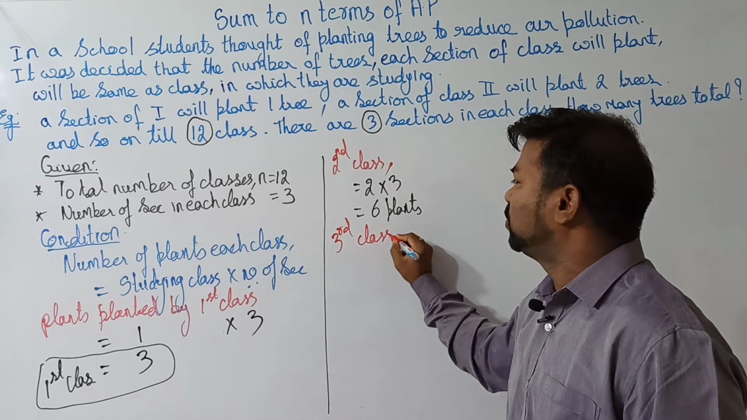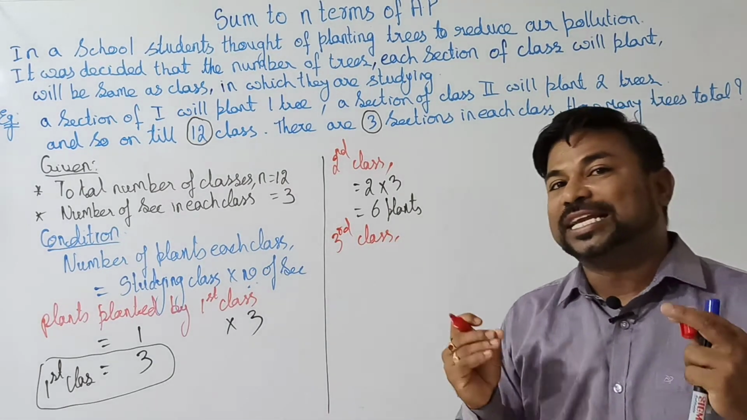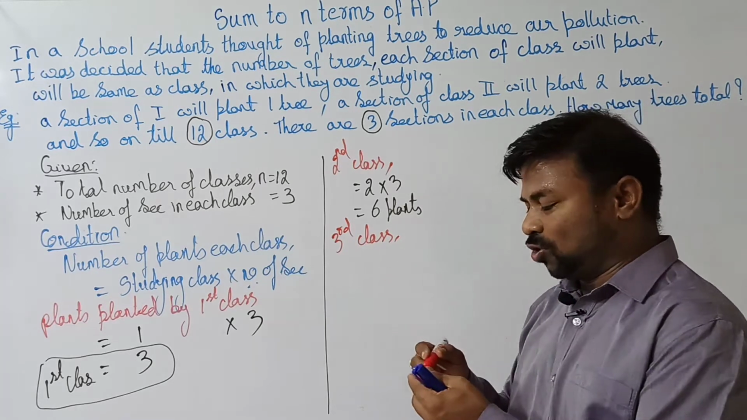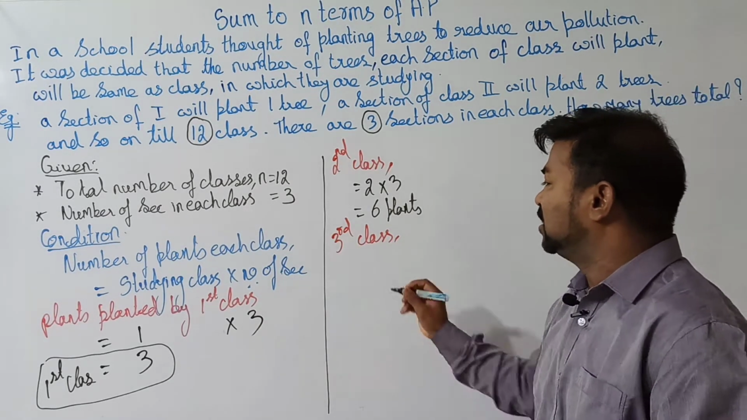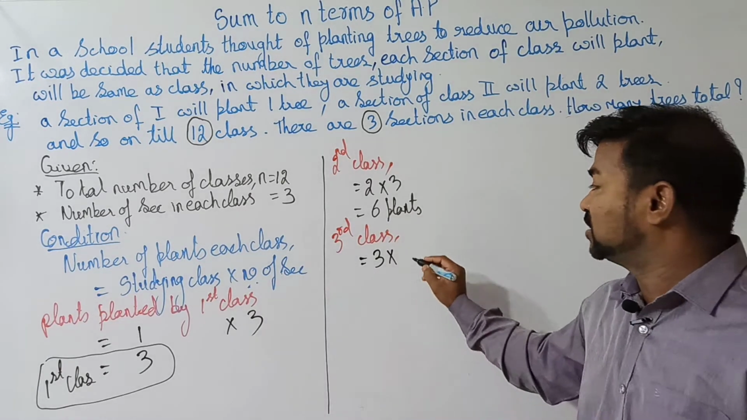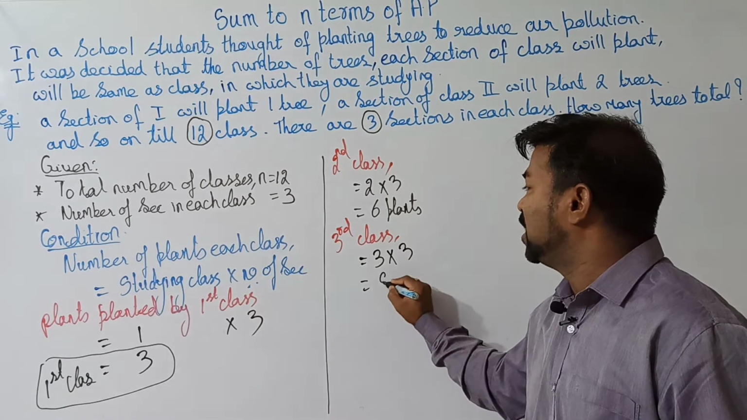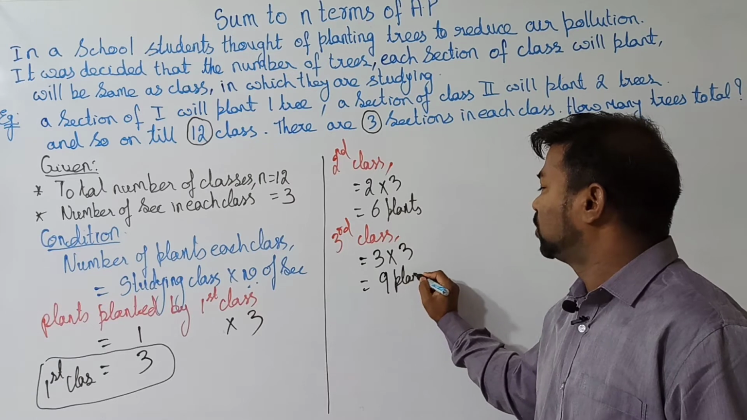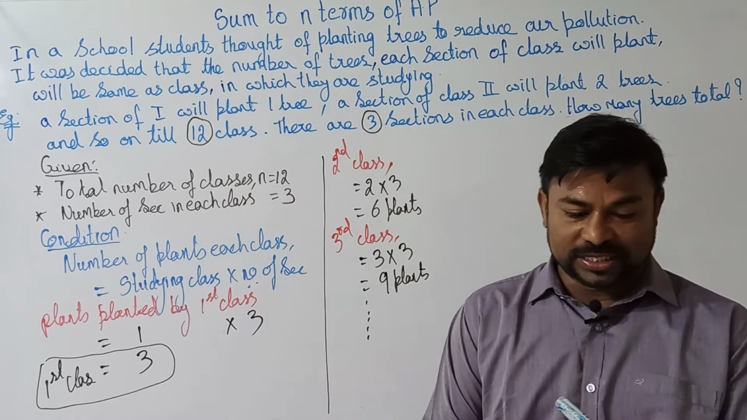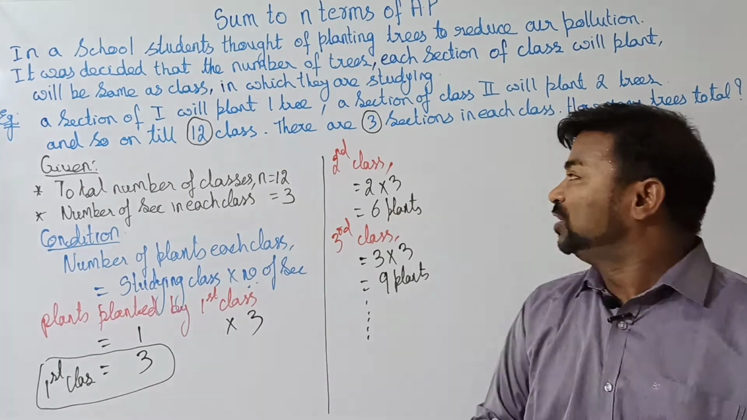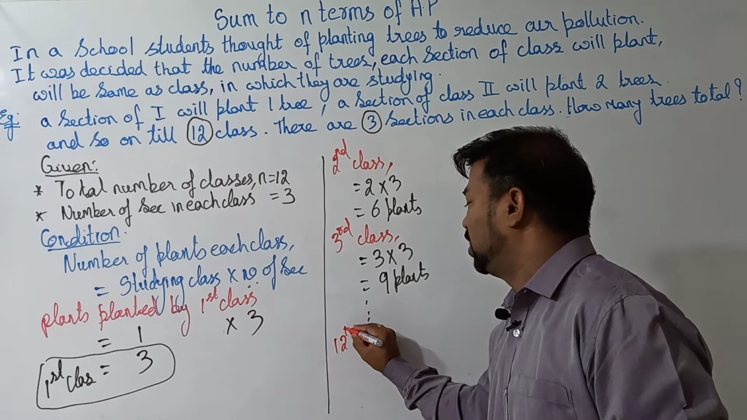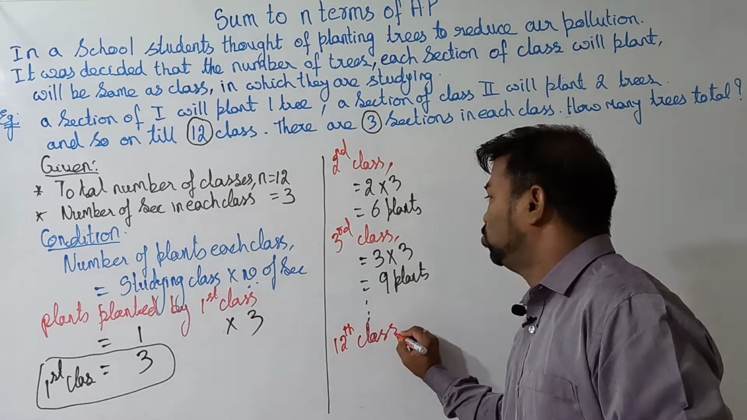Why? Because we have a condition that in a series, a minimum of the first 3 terms should be known. So let's go for the third class. Here the class they are studying is 3, and the number of sections is 3. Totally how many? 9 plants. Okay, let's go in this way. Similarly, now let's get back to the last class. Which is the last class here? 12th class.